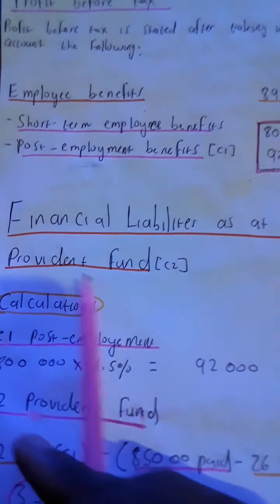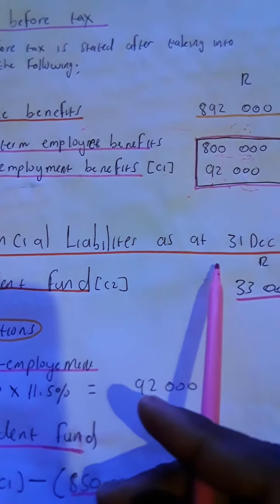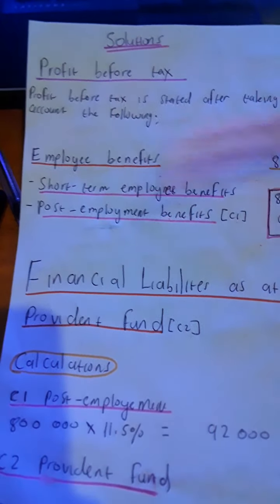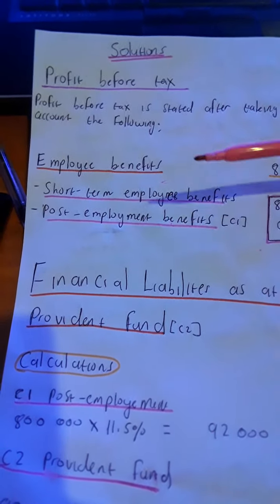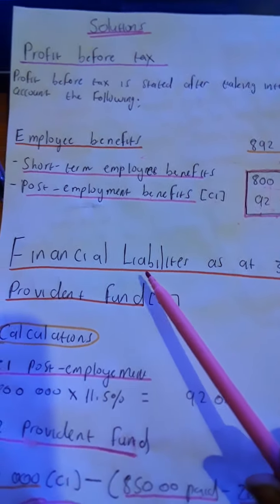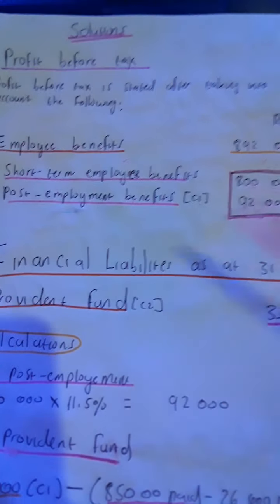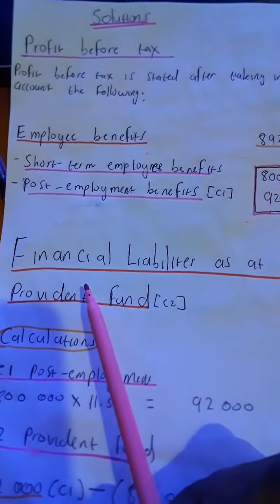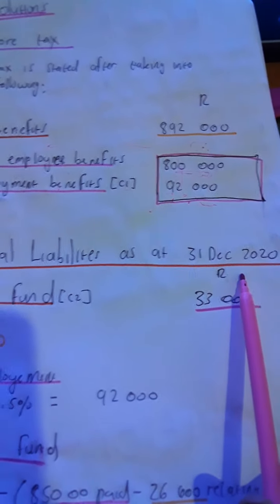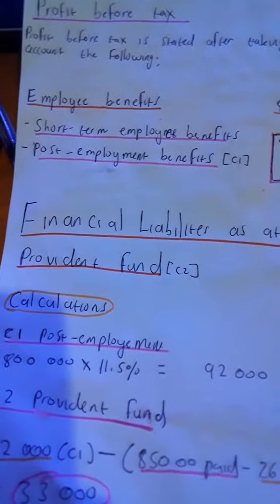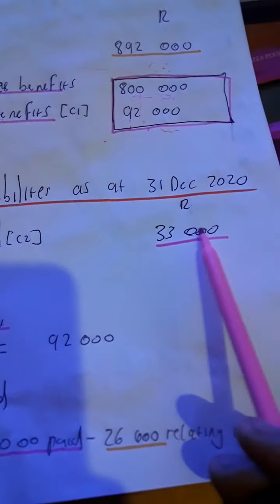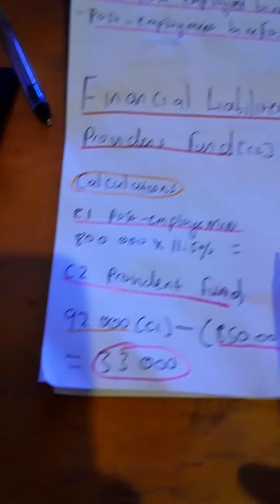Okay, now let's come to the second part of the answer, the financial liabilities. Now remember, this note is going to be on the side of your employer, right? So the provident fund becomes a liability in their eyes. I'll explain why that is the case. Financial liabilities as at 31 December 2020, the provident fund. So this is how you come to this figure of 33,000.